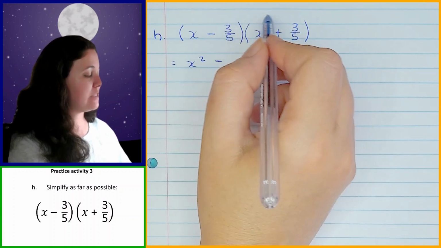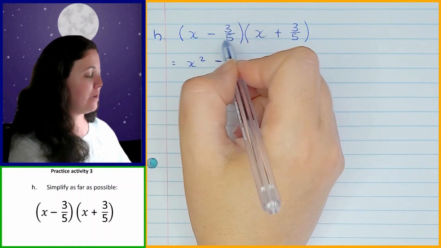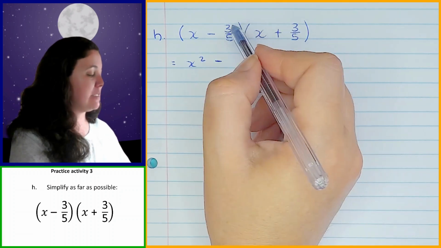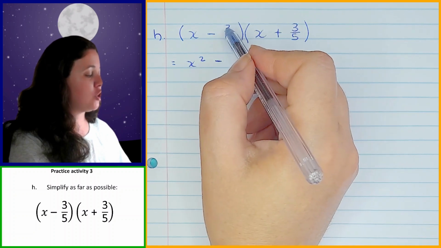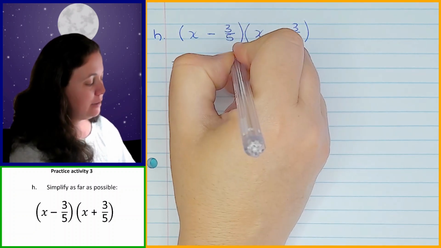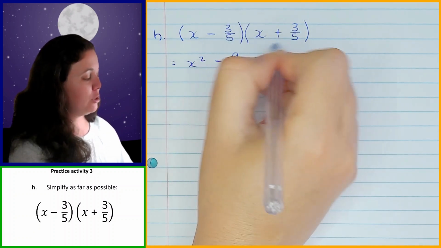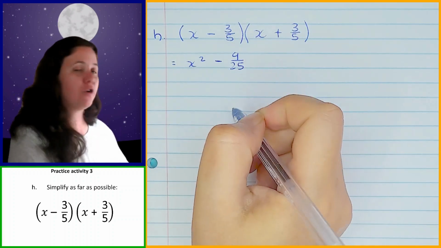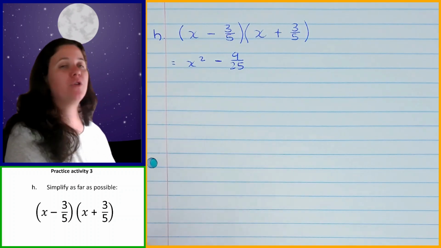And now we're multiplying these fractions together. So I've got 3 over 5 times 3 over 5. Now if I multiply those together, nothing's going to be able to cancel. So I'm going to multiply the top together, and that gives me 9, over the bottom together, 5 times 5 is 25. So for that question, you should have got x squared minus 9 over 25.